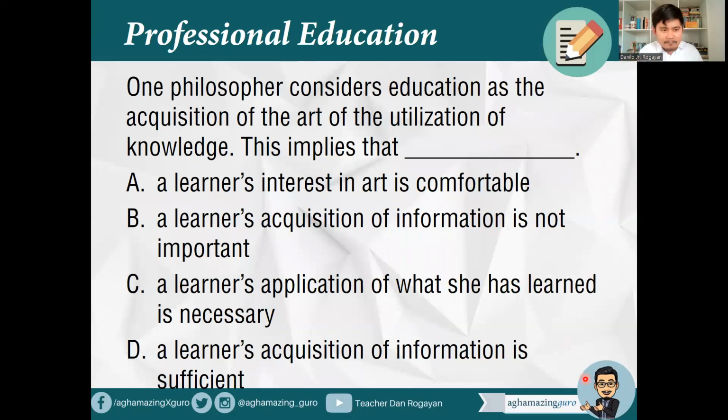This implies that A, a learner's interest in art is comfortable. B, a learner's acquisition of information is not important. C, a learner's application of what she has learned is necessary. Or letter D, a learner's acquisition of information is sufficient. So what should you consider, no, as acquisition of the art of the utilization of knowledge? Of course, your answer will be a learner's application of what she has learned is necessary.